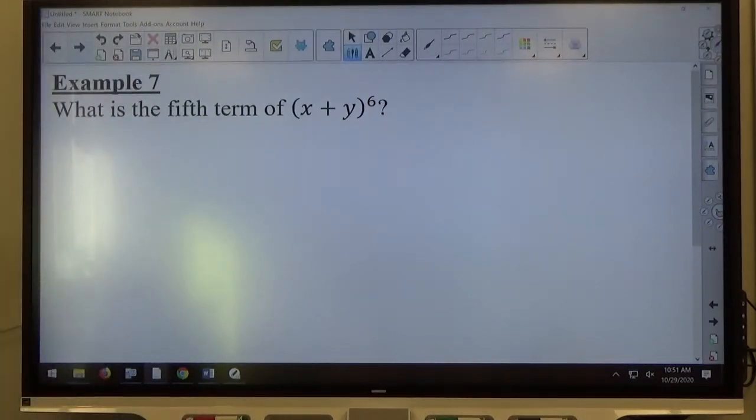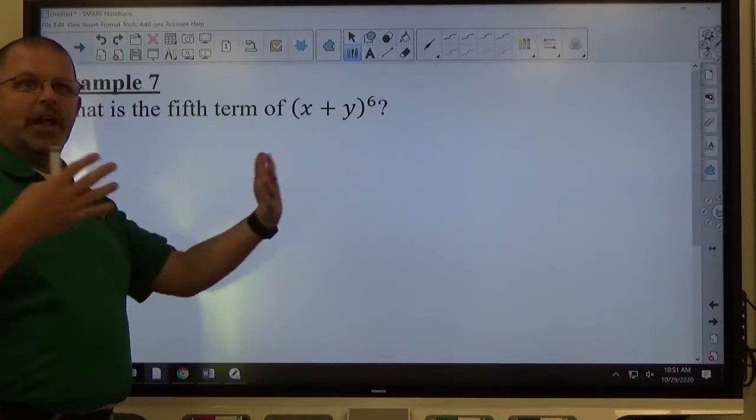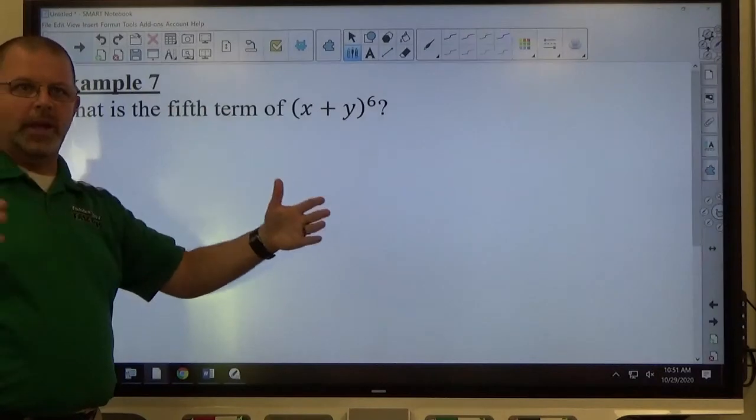Examples 7 and 8 are going to ask you for a specific term in an expansion. So they don't want the whole answer, they just want the fifth term. I do need to use Pascal's triangle to help me with that. And again, if I can figure out any row to start off with, I can start there to build it down to where I need to go.